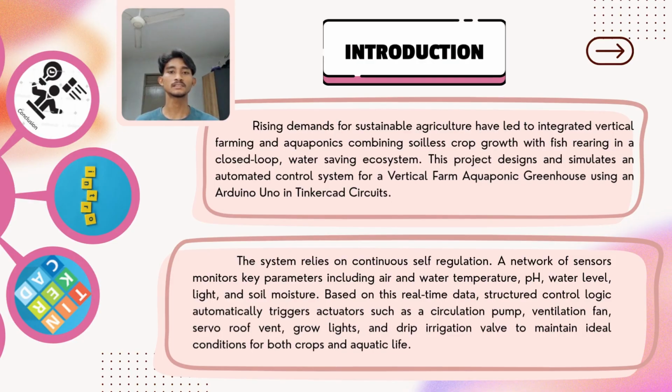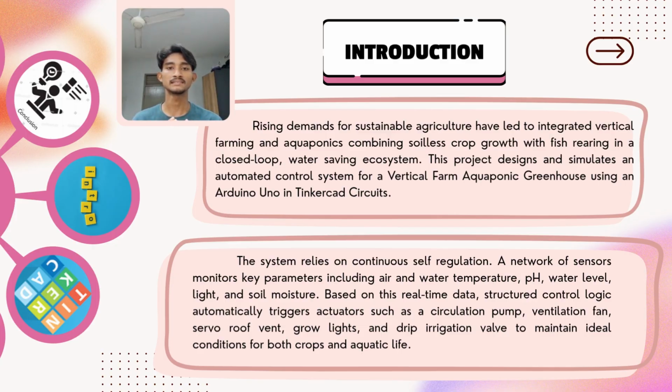As global demand for sustainable agriculture continues to rise, there's growing interest in integrated systems that combine vertical farming and aquaponics. Essentially, growing crops without soil by raising fish, all within a single closed-loop, water-saving ecosystem. For this project, we designed and simulated an automated control system for a vertical farm aquaponic greenhouse built around an Arduino Uno and simulated using Tinkercad circuit.